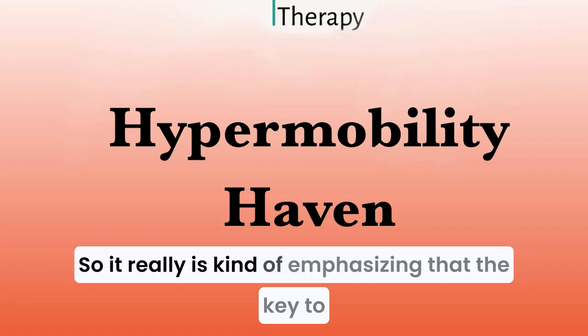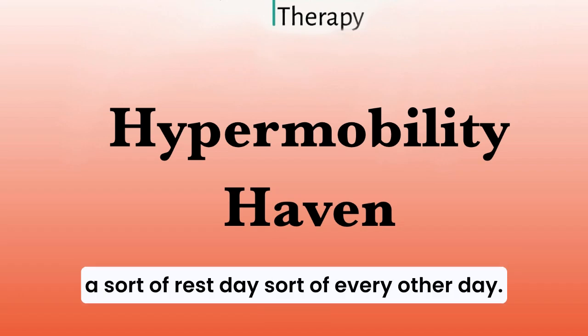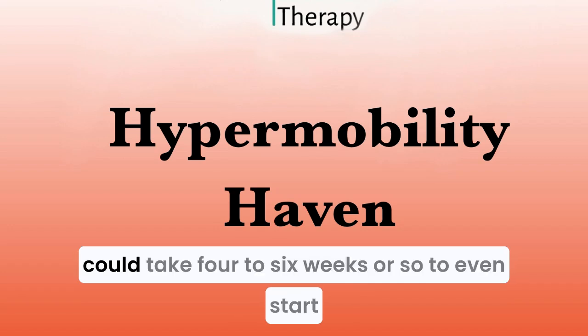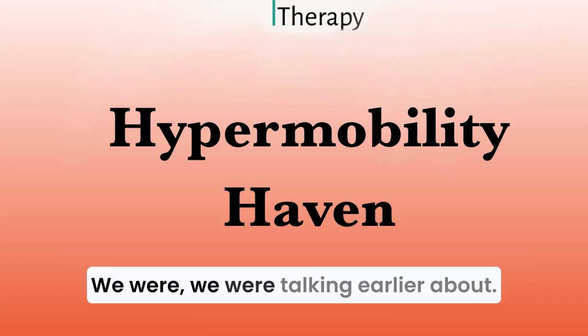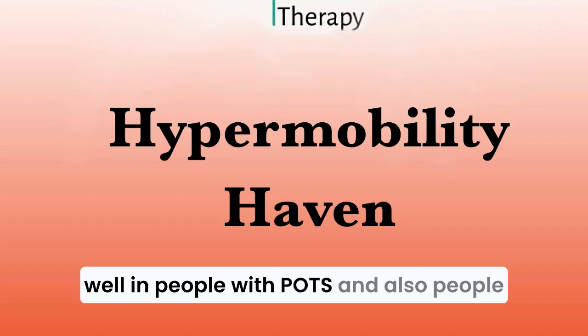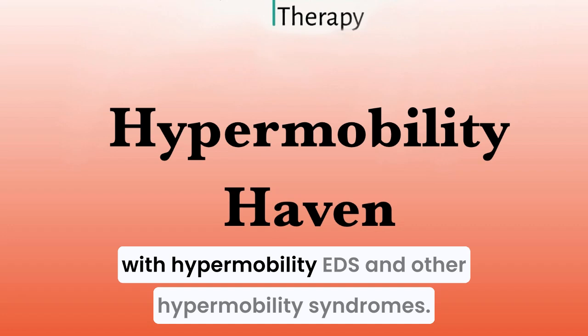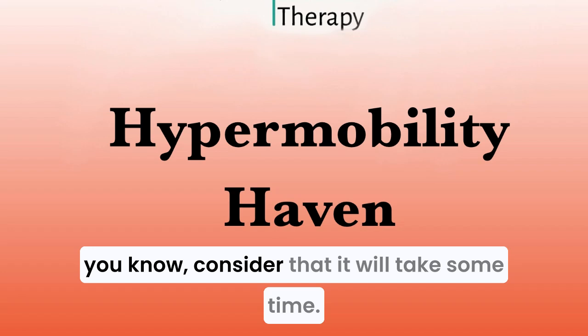So it really is emphasising that the key to success is to keep the load very low and to have a rest day every other day, he was suggesting. Yeah, to keep moving. And then it could take 4 to 6 weeks or so to even start to notice an improvement due to post-exertion malaise. We were talking earlier about exercise tolerance being low in people with POTS and also people with hypermobility, EDS and other hypermobility syndromes. So it's even more important that you consider that it will take some time.